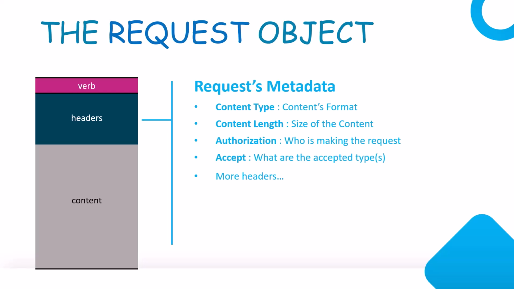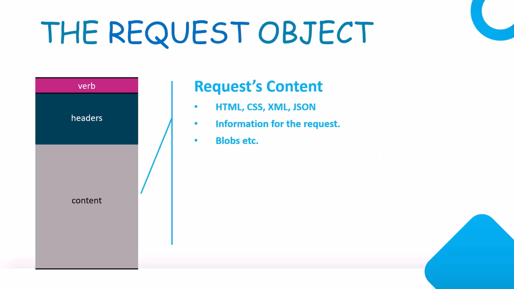We also have accept type, which defines what kind of a request is acceptable, like JSON, XML, and so on. And then there are literally hundreds of headers. You can also define your own headers if they are helpful in your situation. But headers basically have metadata of the content and request. And finally, we have content.